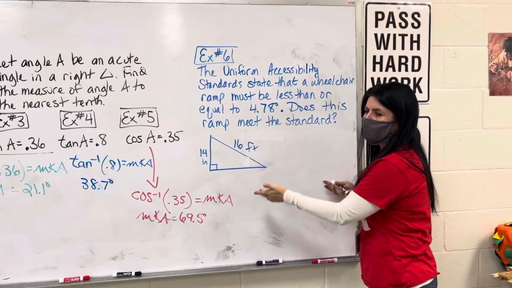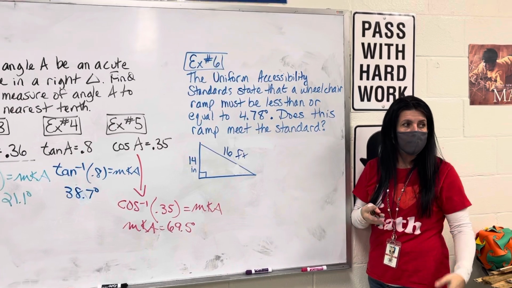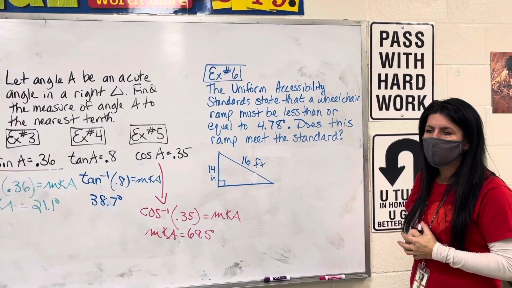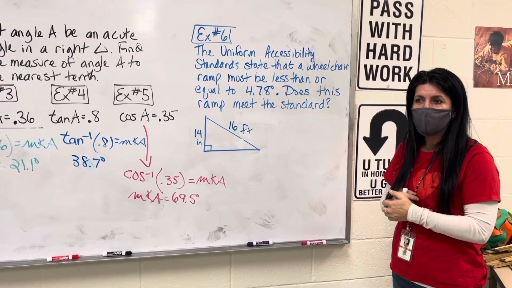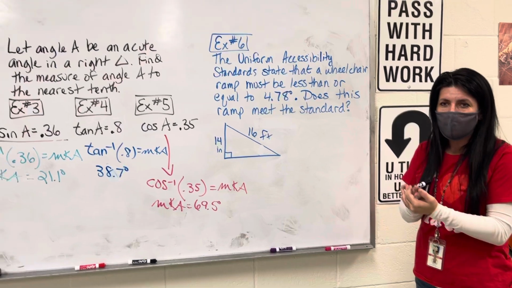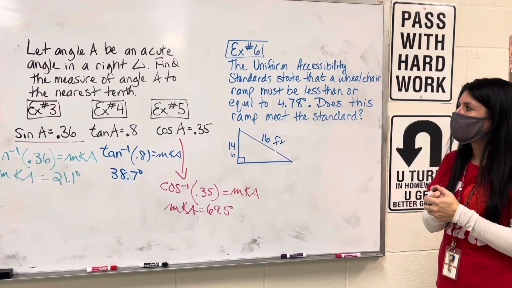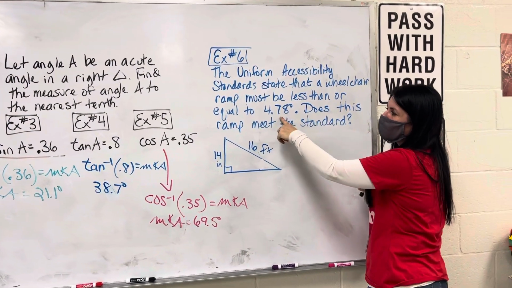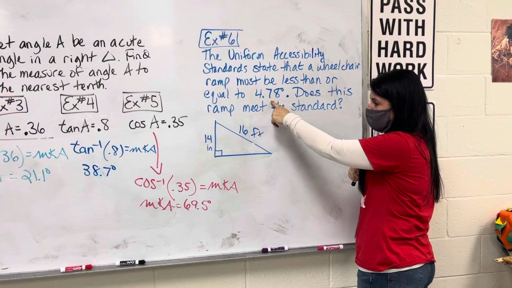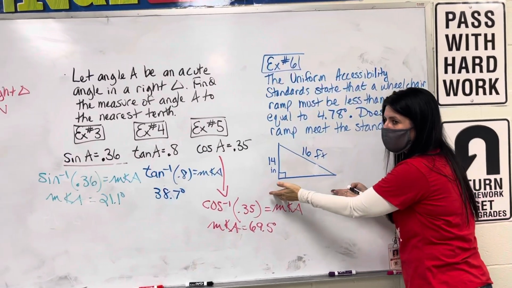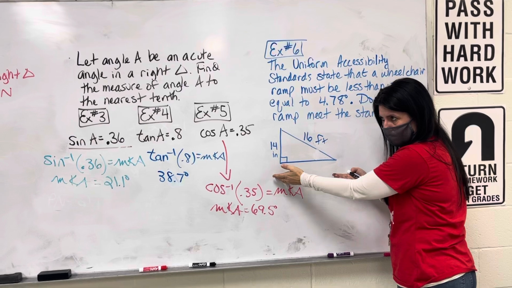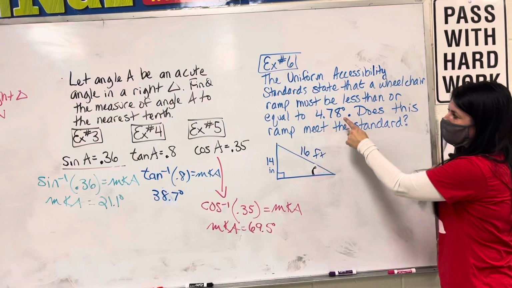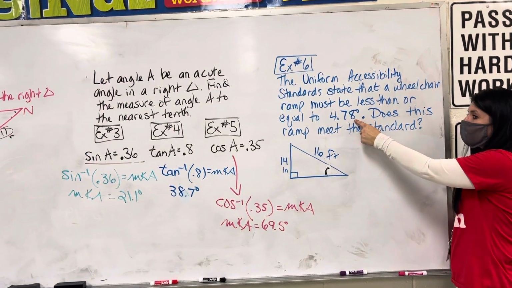So this is a good application, and there are so many applications of trig now that you guys know it. This is talking about uniform accessibility standards with wheelchair ramps. It's important that wheelchair ramps are regulated so that we make sure that somebody in a wheelchair is able to get into a building. So the standard says that the ramp must be less than or equal to 4.78 degrees. We need to know if this wheelchair ramp meets that standard. So this angle right here has to be less than or equal to 4.78 degrees.